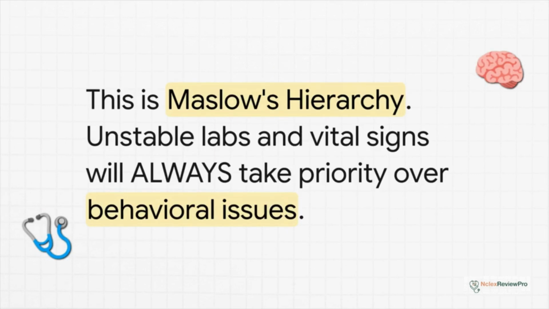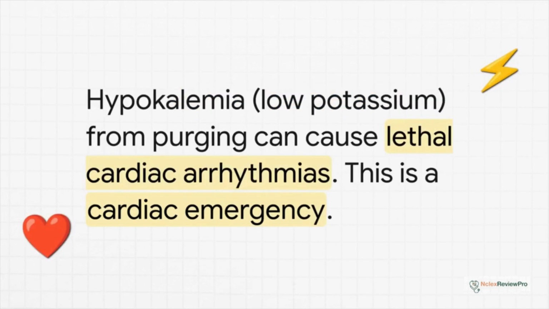Okay, rule number 2. Physiology is always greater than psychosocial. Think of it as Maslow's hierarchy, but for the NCLEX. A critical lab value, unstable vitals, a shaky airway, those physiological problems will always take priority over a behavioral or an emotional issue. A potassium of 2.8 is a much bigger deal than a patient refusing to talk. Respiratory depression is a much bigger deal than a patient feeling anxious. Body before feelings.